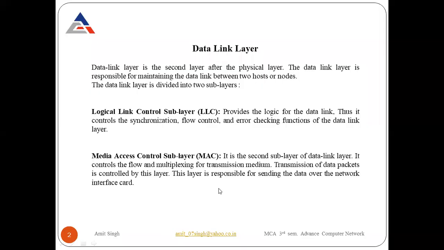This layer is responsible for sending the data over the network interface card. That is called NIC, network interface card, a card which is responsible for making the networking between the different devices. And the MAC sublayer, this layer is responsible for sending the data over the NIC. So these are the two sublayers, and they have different functions. By combining these functions, we come into the collection of the number of responsibilities that can be done by the data link layer.